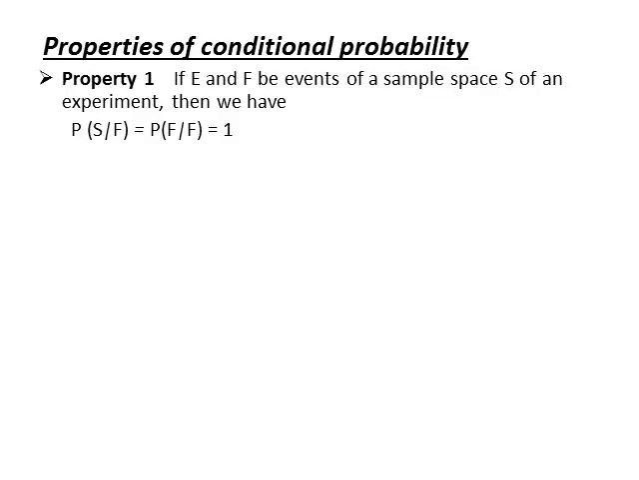Property number 1. If E and F are events of a sample space S of an experiment, then we have probability of S given F equals probability of F given F equals 1.